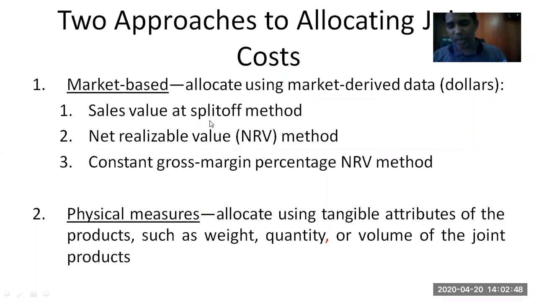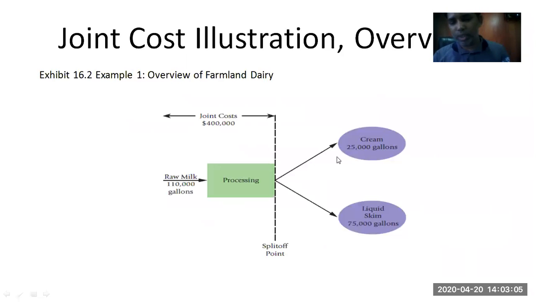These are the three market-based approaches, which calculate the allocation with the help of dollar or rupee terms, you can say. Whereas physical measures allocate the joint cost on the basis of quantity, volume, or weight, etc. So if I say 25,000 gallons and 75,000 gallons, the total quantity produced is 1 lakh, and a proportion of that, 25%, will be allocated to cream and 75% to skim milk gallons. So this is how you can also calculate with the help of physical measures.